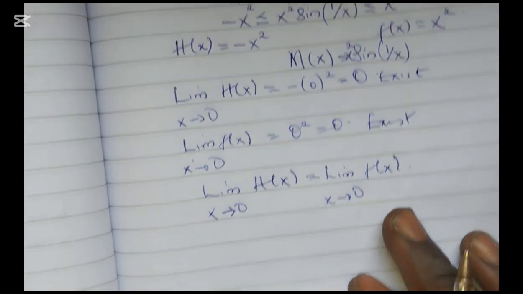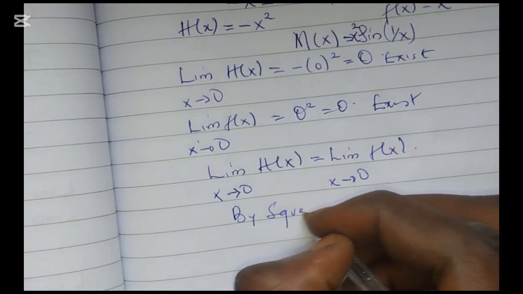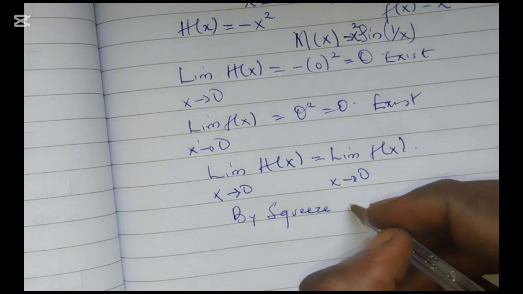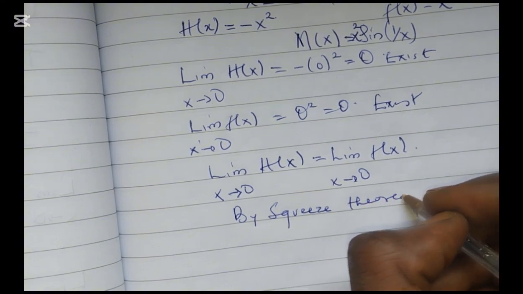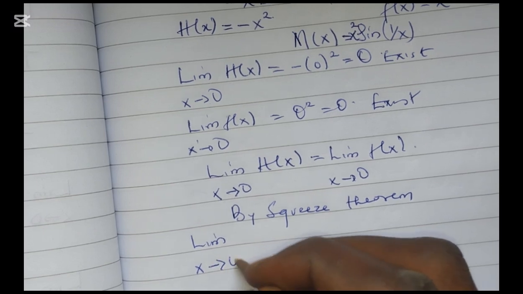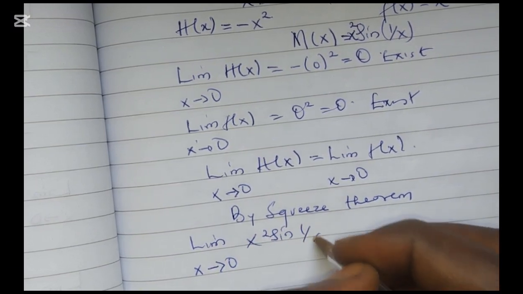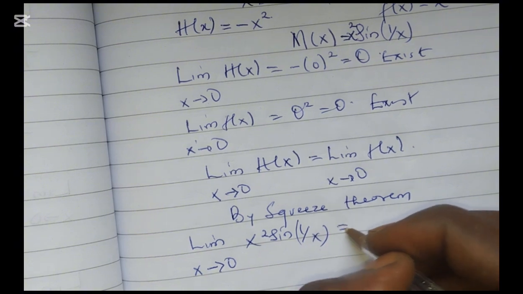So by the Squeeze Theorem, the limit as x goes to 0 of x squared sine 1 all over x is also equal to 0.